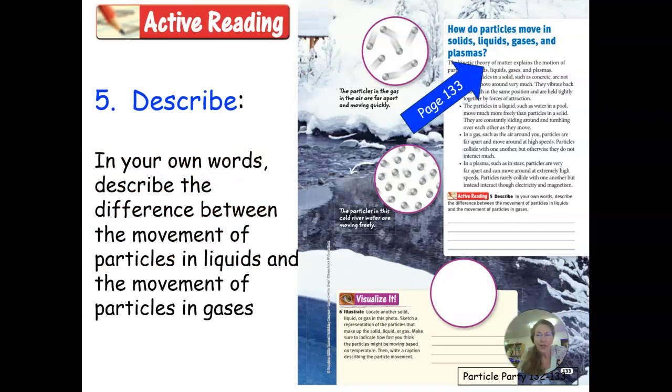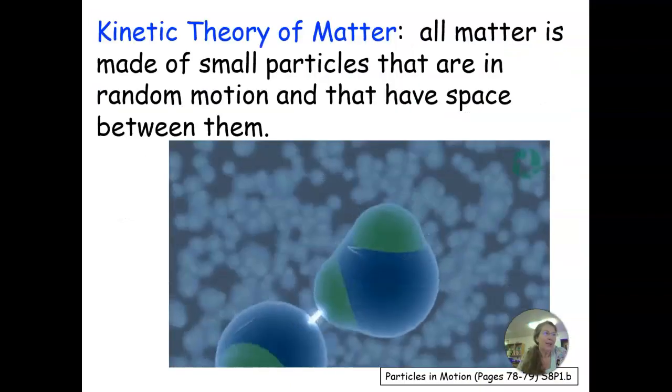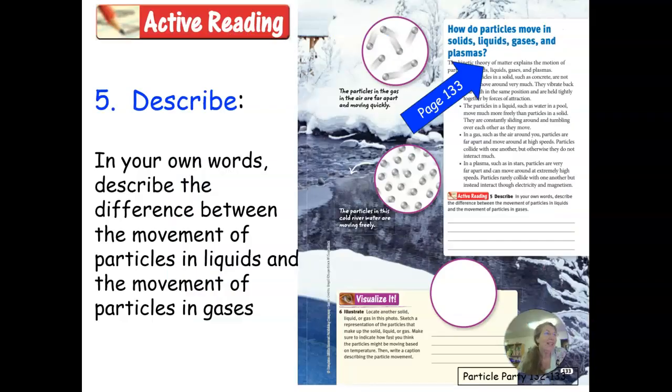Oh, the arrow's in the wrong place. So number 5 asks you to describe the difference in the movement of particles in liquids and gases. So you need to use words like faster, slower, held in place, not held in place, straight lines, kinetic energy, and that sort of thing.